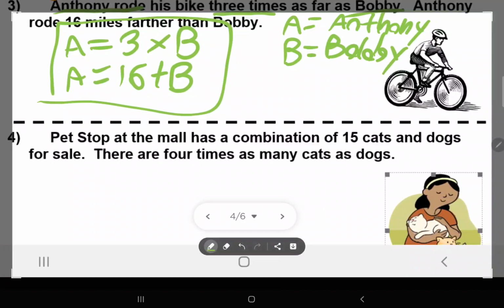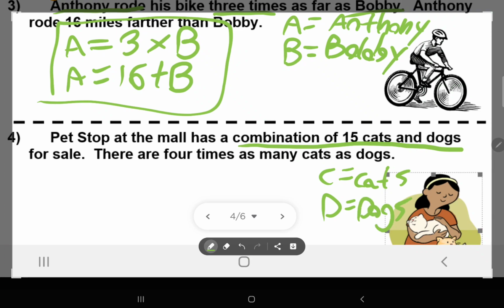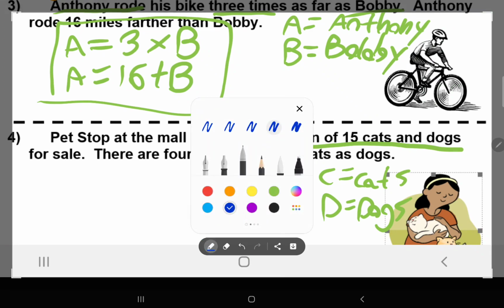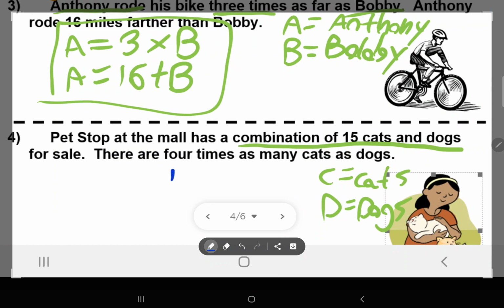A pet shop at the mall has a combination of 15 cats and dogs for sale. They have 4 times as many cats as there are dogs. Again, you can probably guess I'm going to have C and D equal to cats and dogs. Right off the bat, I can already write one of the equations. Look at what they give us. They're telling us the total of pets that they have is 15. And what's a combination of that? It's going to be C plus D, which is the number of cats and dogs put together. It's going to equal 15.